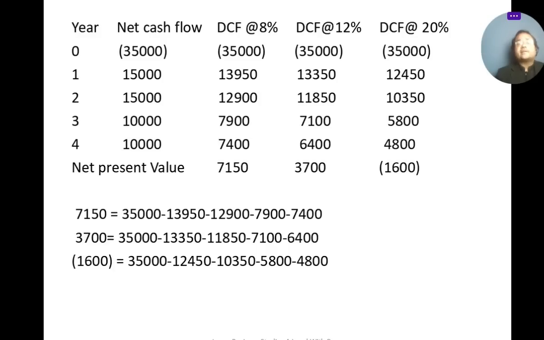So at a 20% discount rate, the NPV is negative, but at around 18.17%, between 12% and 20%, you have the IRR.